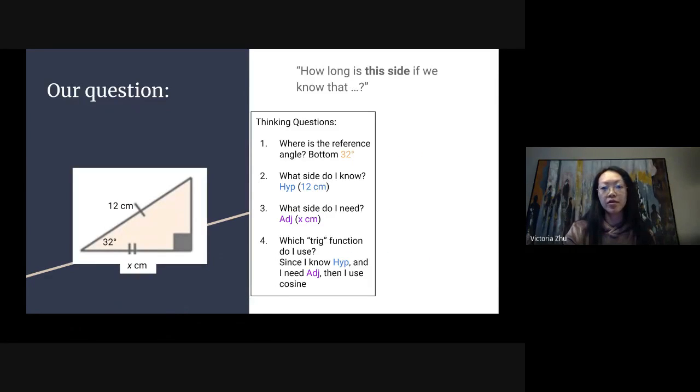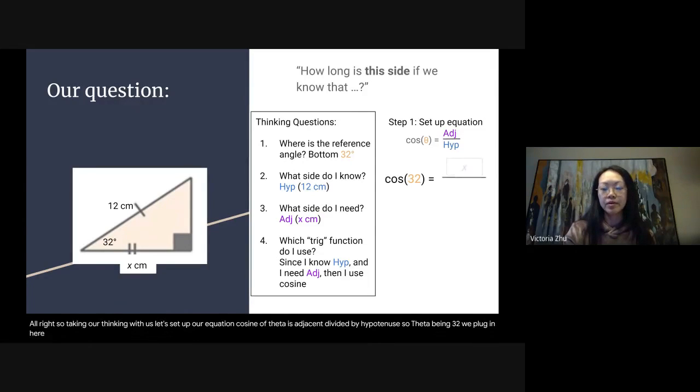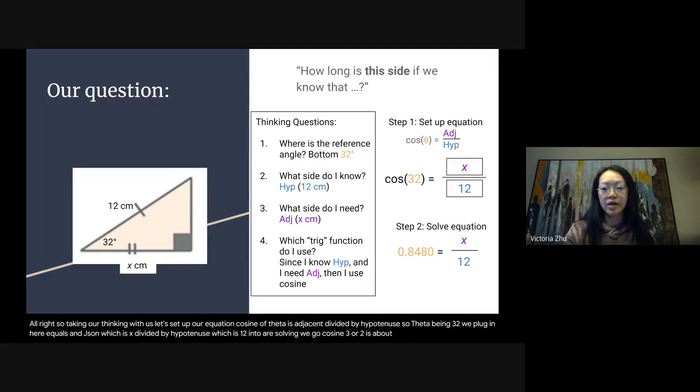All right, so taking our thinking with us, let's set up our equation. Cosine of theta is adjacent divided by hypotenuse. So theta being 32, we plug in here, equals adjacent, which is x, divided by hypotenuse, which is 12. Into our solving we go. Cosine 32 is about 0.8480.